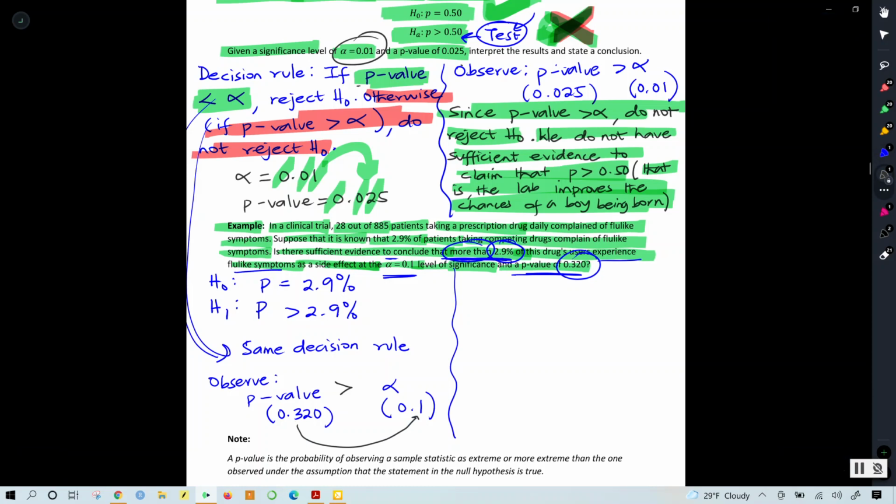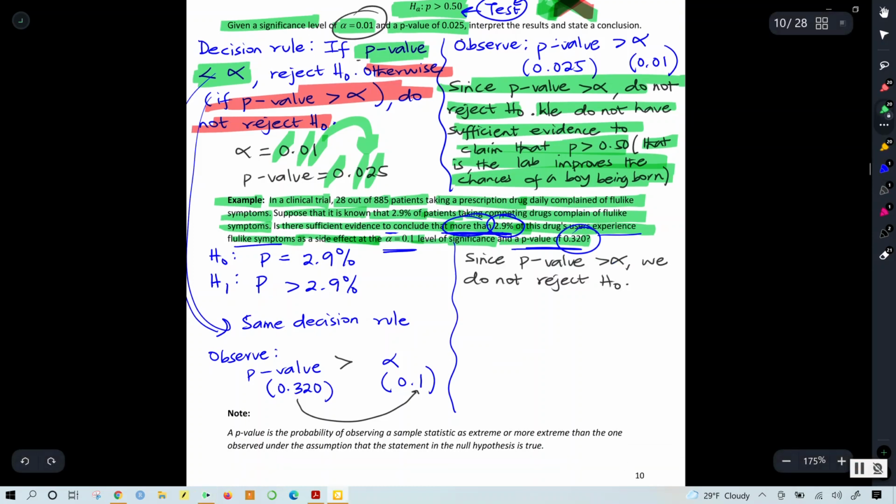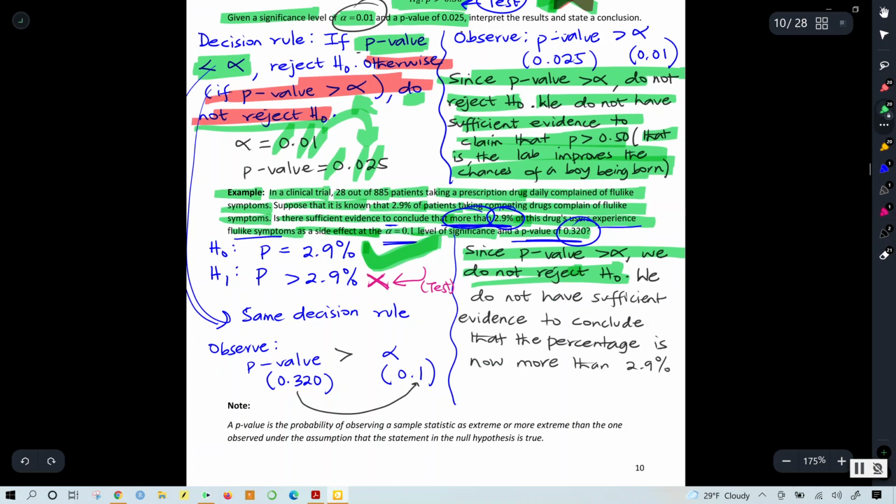So again, let's write the right conclusion. First, we argue that since the p-value is greater than alpha, that will be the case that we established earlier, which leads us to not reject the null hypothesis. So if we are not rejecting the null hypothesis, it means it's the good one. And that means, on the other hand, we do not have enough evidence for what we wanted to test. This means we do not have sufficient evidence to conclude that the percentage is now more than 2.9%.